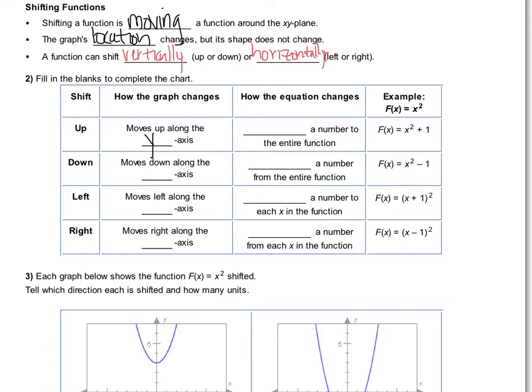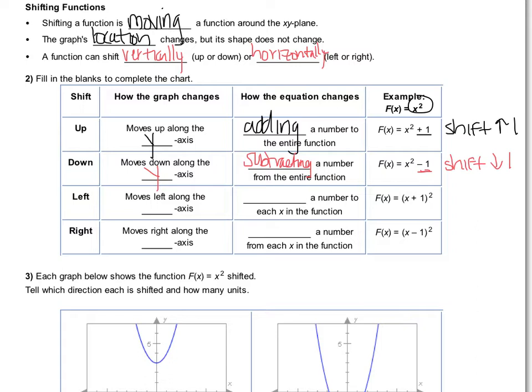And what I'm doing is taking an equation, for example, x squared, and adding a number to the entire equation. So x squared plus 1 would shift the graph up 1. And if I wanted to shift it down, it would again move along the y-axis, and this time I would be subtracting a number from the entire function. So if I wanted to shift x squared down 1, I would write it as x squared minus 1. So this will shift down 1.